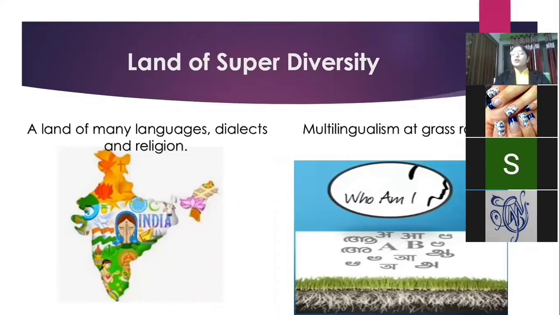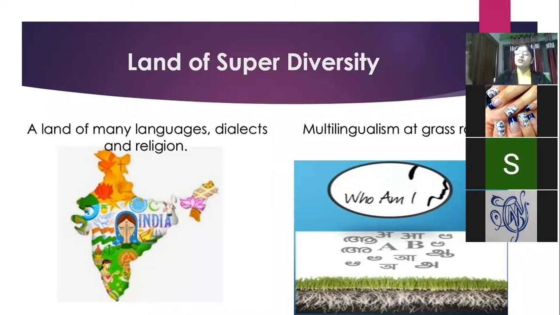Now, the best example of a multilingual state or multilingual country is India. India is the land of super diversity. Many religions, many dialects, many languages exist over there. The Indian people have different cultures, different religions, yet we are united. Multilingualism exists at the grassroots level. So we Indians are super diverse. We have got 25 to 30 main languages here in India.